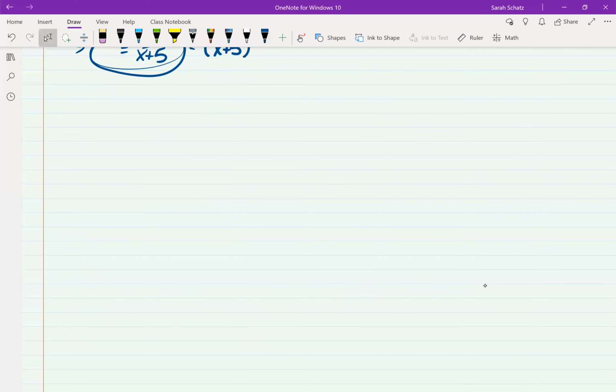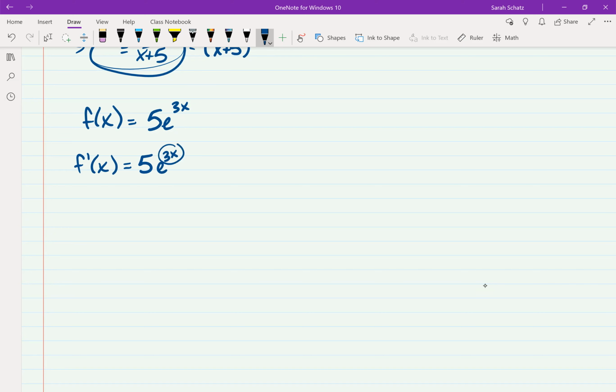Let's see. What if my original function is 5e to the 3x? And I want to get to the second derivative, which means I need to do the first one. So you guys, let's remember exponential rules. The 5 is a coefficient, so it just comes down. E to the 3x comes down exactly as is. And then I'll do some chain rule with this term. So the derivative of 3x is 3. So you can put the 5 and 3 together and get 15 e to the 3x. So that's the first derivative.